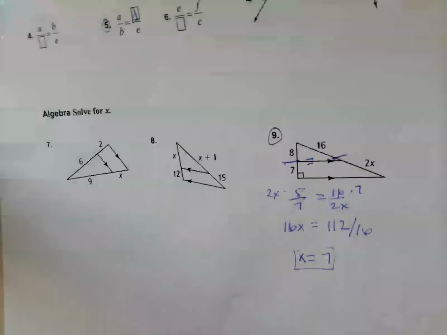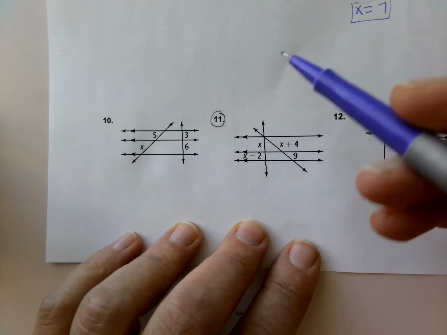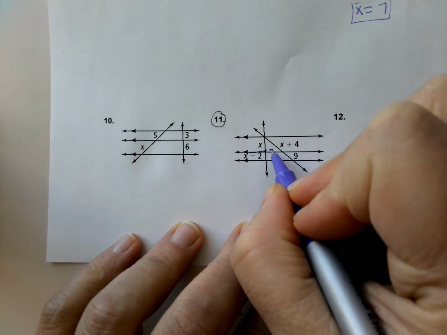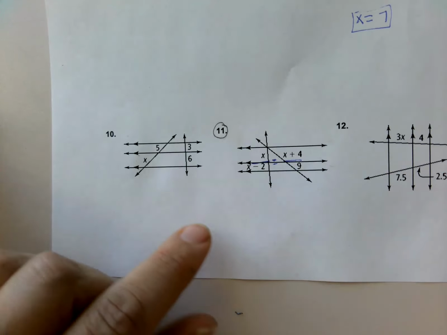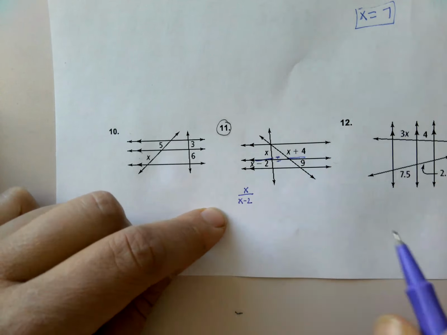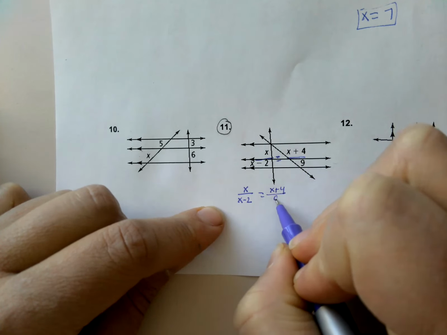So we're going to look at question number 11. So again, here's these parallel lines, these two transversals cutting through it. We can set up our proportion just like that. This one's going to be a little bit longer though, because it looks like we're going to have a lot of algebra with this question. So I have x over x minus 2 is equal to x plus 4 over 9.